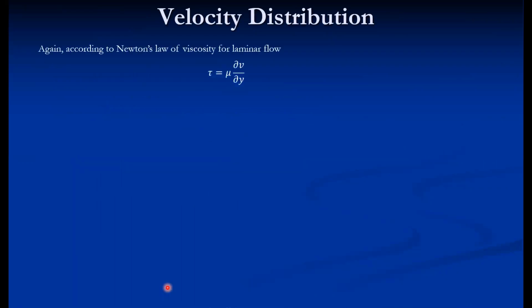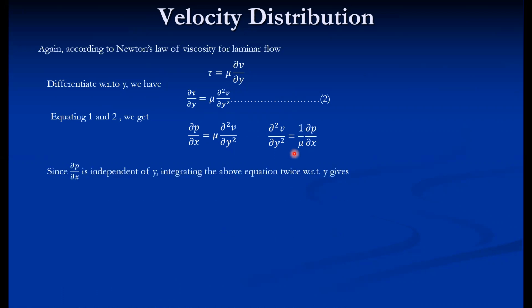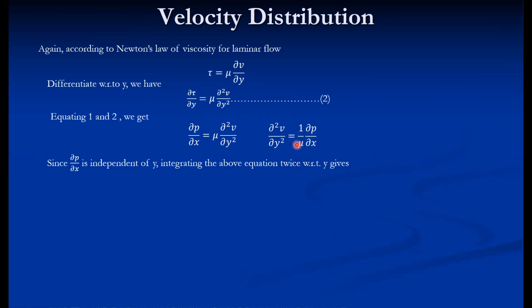According to Newton's law of viscosity, we have tau is equal to mu into delta v by delta y. Differentiating this with respect to y, delta tau by delta y is equal to mu into delta 2 v by delta y square. Then equating 1 and 2, we get delta p by delta x is equal to mu into delta 2 v by delta y square. We have to develop an expression for v, so we take the v term on one side and the remaining terms on the other side. Now we integrate this equation twice.